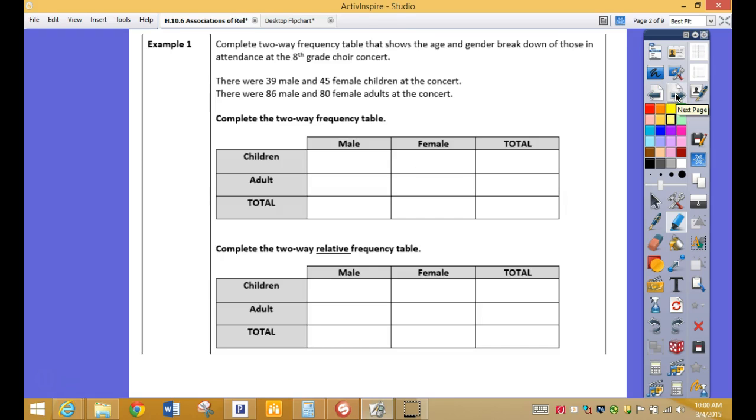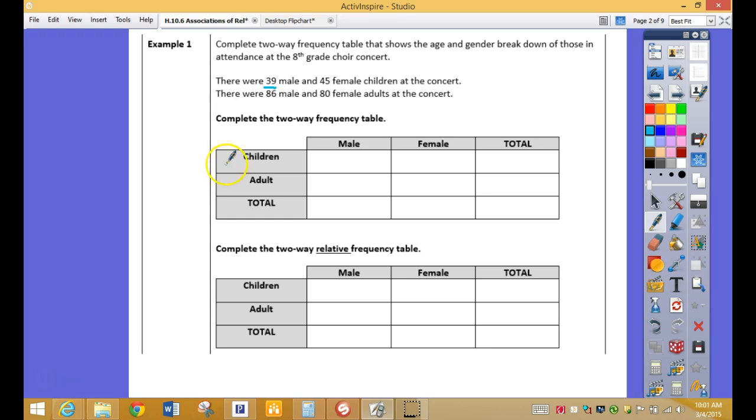First example. All right, so we have to complete a two-way frequency table that shows the age and gender breakdown of those in attendance at an 8th grade choir concert. There were 39 male and 49 female children at the concert. Where do I need to put the number 39?